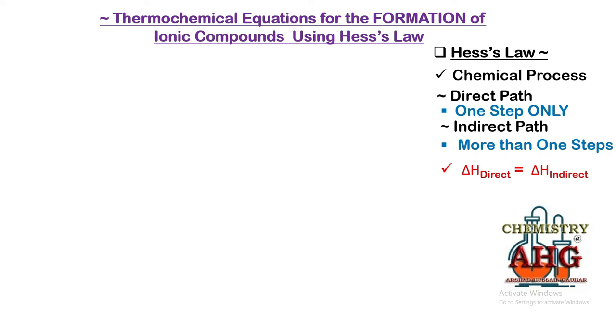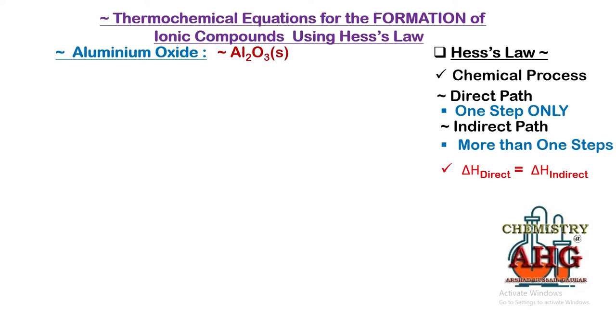Let's take the example of an ionic compound like aluminum oxide, Al2O3. We are going to write thermochemical equations for the formation of this ionic compound. As I told you, we can prepare aluminum oxide using two different paths, the direct path and the indirect path. The direct path is quite simple. You take the two elements present in aluminum oxide, aluminum metal and oxygen gas, and combine them to get aluminum oxide. This is the direct path because in one simple step we have produced aluminum oxide.